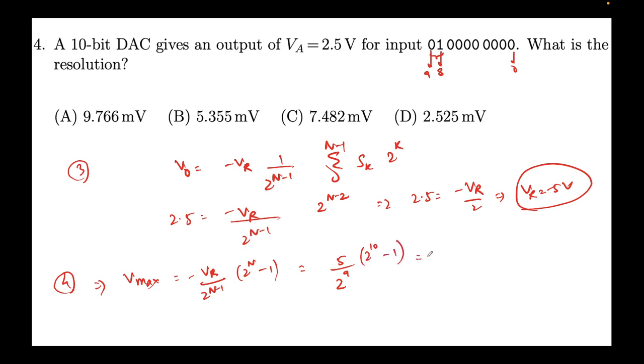Okay, so let me get my calculator. 2 raised to the power 10 is 1024. So the numerator turns out to be 5 into 1023 divided by 512, since 2 raised to the power 9 is 512. So this comes out to be very close to 10, which is 9.99 volts. So this is the Vmax, and we already know what Vmin was coming out to be.